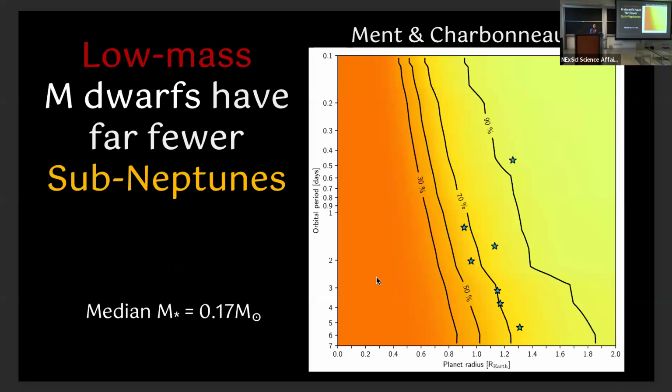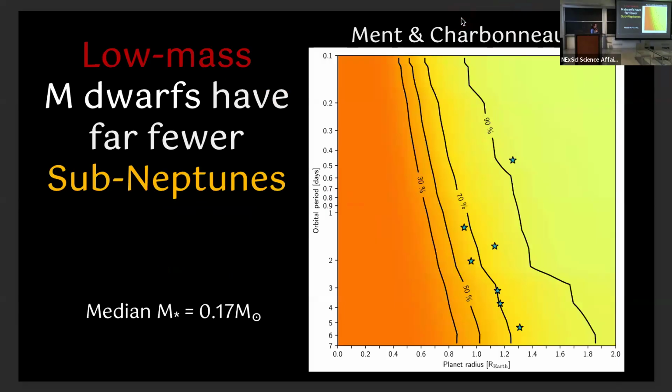So if we ask the question of, what did TESS see? What occurrence rate constraints come out of the TESS survey? We can look at this work from Menton and Charbonneau in 2023, which looked at a volume complete sample of every nearby mid to late M dwarf out to 15 parsecs that had been observed in TESS by that time.